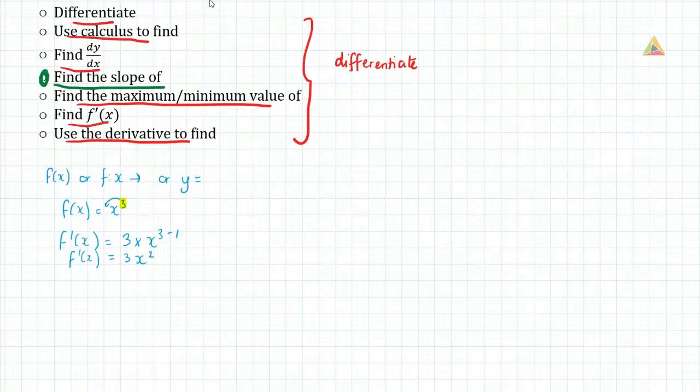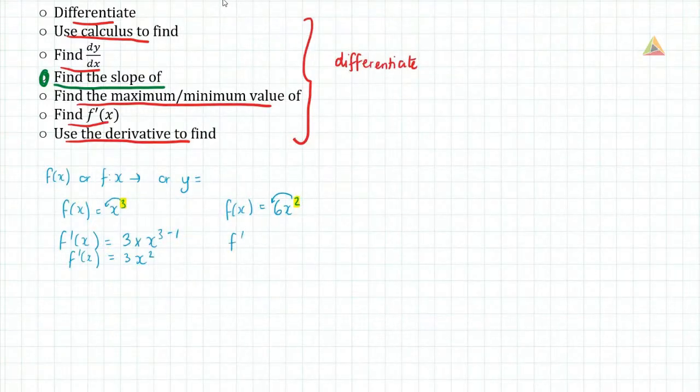My second example, I'm going to say f of x is equal to 6x squared. So this time we just have a coefficient of my x squared term, so we have this number in front. But again, we're going to do exactly the same thing. So we're going to identify the power. So here the power is a 2, and we're going to bring that power to the front as a multiply.